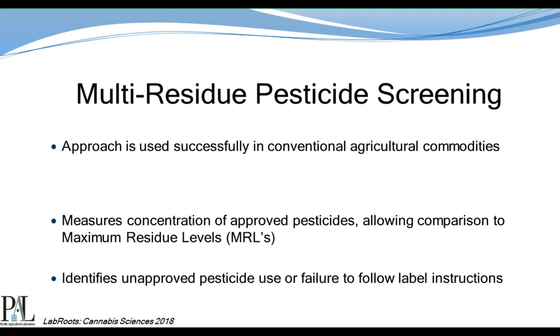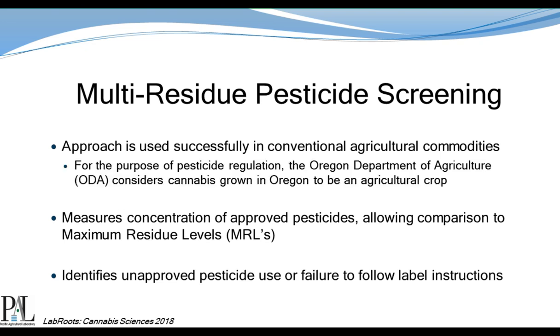We've taken our approach to cannabis, and we've used the same approach that we use for other commodities here in the lab. We're using a multi-residue approach, and it's industry-wide in other areas of conventional ag. It allows us to measure the concentration of approved pesticides so that we can compare those to established maximum residue levels, and then we can also identify unapproved pesticides that were used, or if a pesticide was applied and the label instructions were not followed.